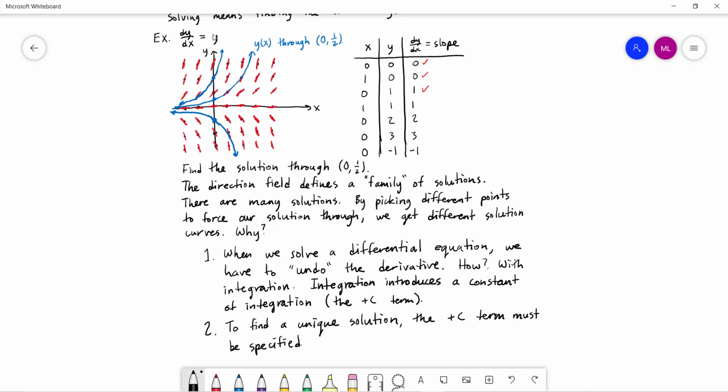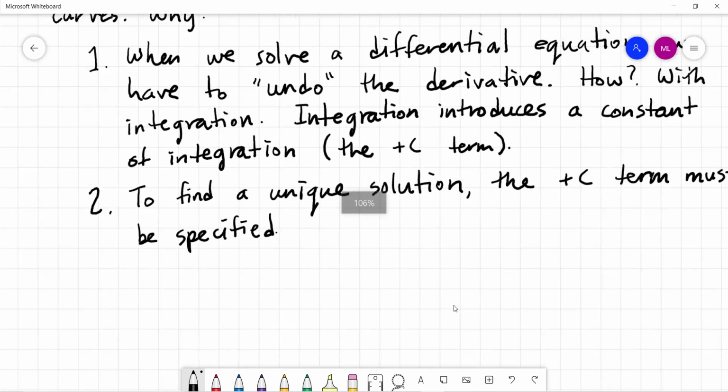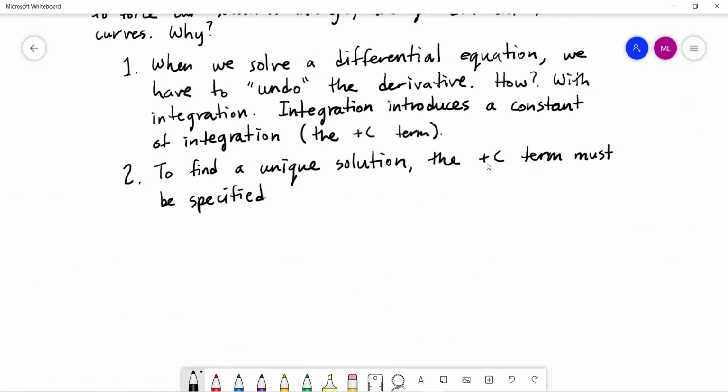This equation isn't enough to give us a unique solution. We need an additional piece of information. And that additional piece of information is going to be the thing that will make our solution unique by determining the value of this sort of plus c term, so to speak. So to determine a unique solution, we have another unknown. We didn't just solve for y, we also need to solve for c.